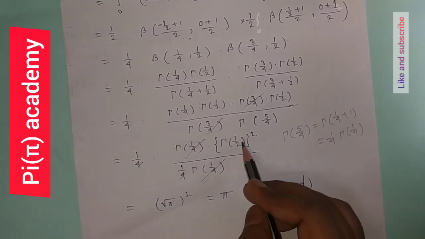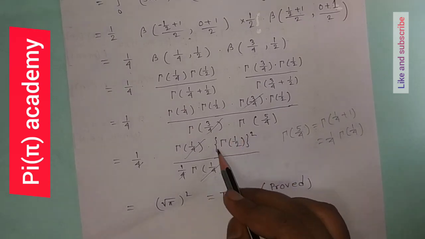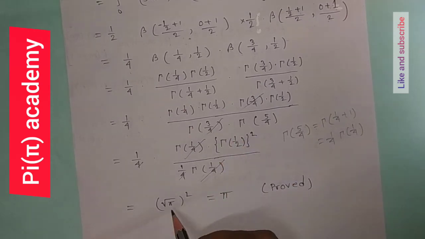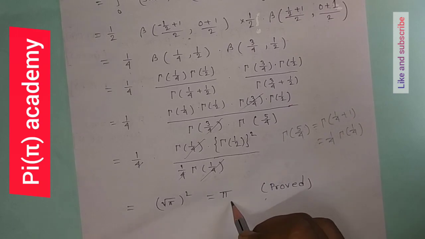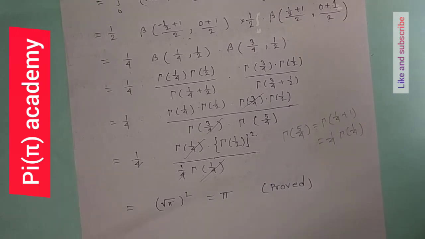Therefore this is gamma half whole square, and we also know that the value of gamma half equals root pi. Therefore this is pi, and the proof is complete.